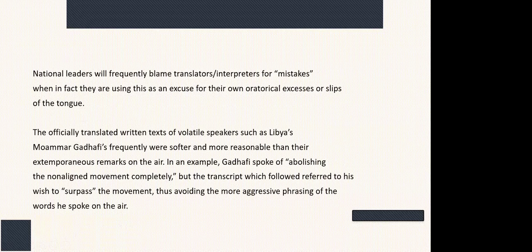So leaders will frequently blame translators and interpreters for mistakes, when in fact they're using this as an excuse for their own oratorical excesses or slips of the tongue. When you listen, for example, to Donald Trump speaking at present, what is it that you listen to? I'd like to ask you to see if you watch some news, guys. I do respect you, but I'm going to be very honest and straightforward with you today, this Friday. Tell me, what do you think comes out of Donald Trump's mouth when you listen to the news? What comes out?